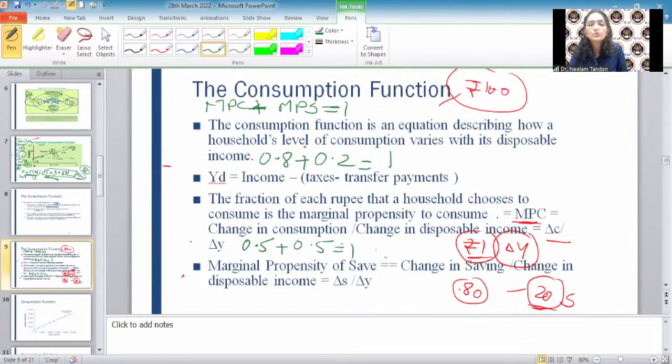What is the conclusion you draw through this? If your MPC is higher, that means you're consuming more, you're saving less. If you're consuming more, you're demanding more. You're demanding more means you will spend more, you'll purchase more, producers will be producing more. So that's the concept of MPC and MPS. There are many numericals which are given to you based on this. So we'll share this.